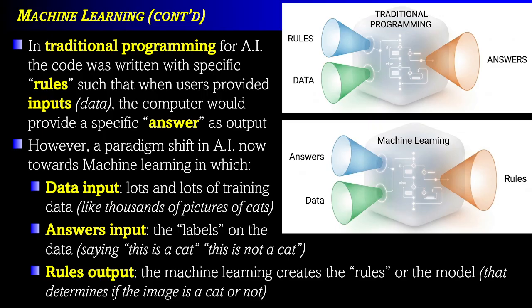For data input, lots and lots of training data, like thousands of pictures of cats, is inputted as training input data. The answers input are the labels that are put on the data, saying that this picture is labeled, this is a cat and this is not a cat. And then the rules is the output. The machine learning creates the rules, or it creates its own learning model that determines if the image is a cat or not a cat.